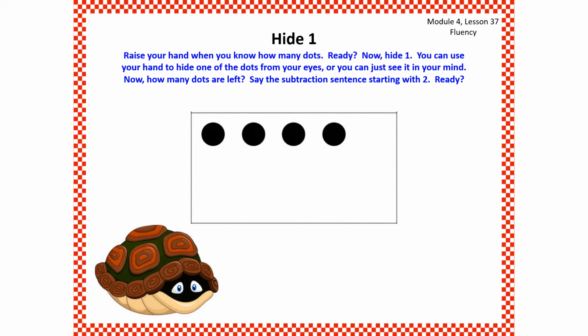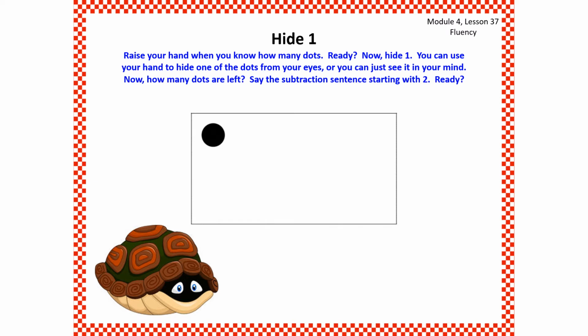How many dots do you have? Yes, 4. Now hide 1. How many dots are left? 3. Now say the subtraction sentence starting with 4. 4 minus 1 equals 3. How many do you have? 5. Now hide 1. How many are left? 4. Say the subtraction sentence starting with 5. 5 minus 1 equals 4.